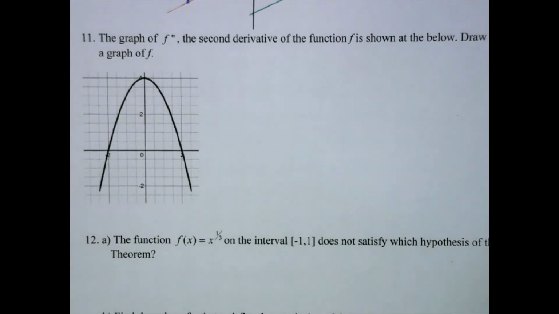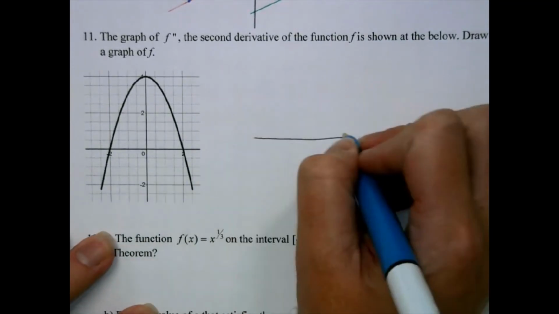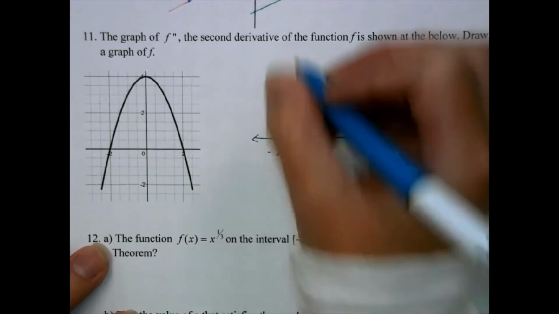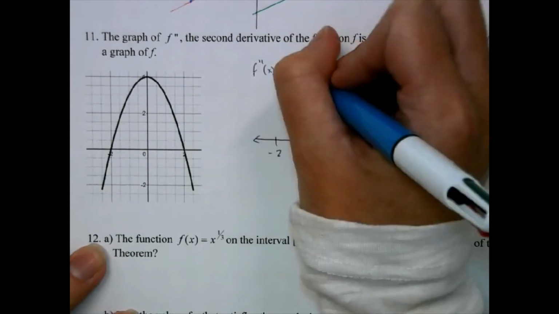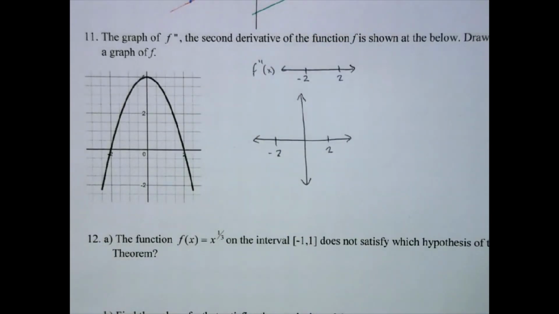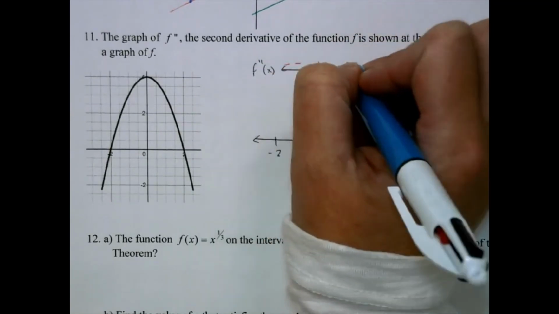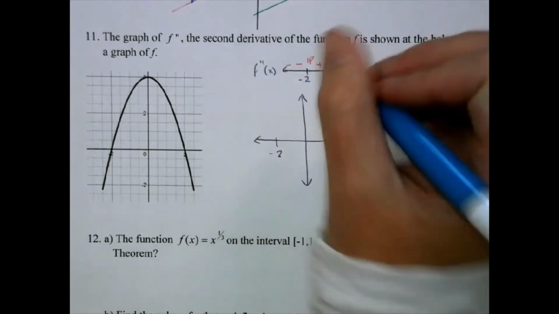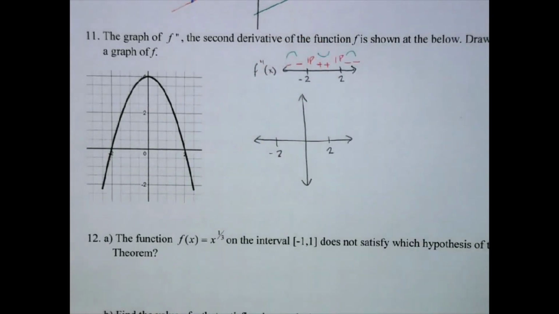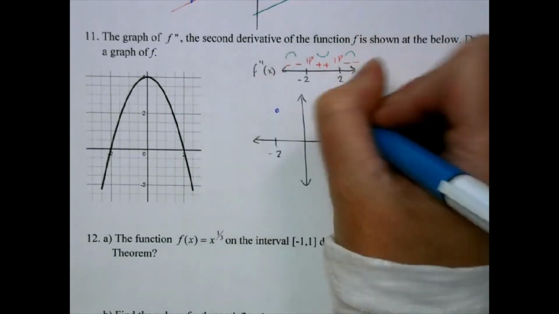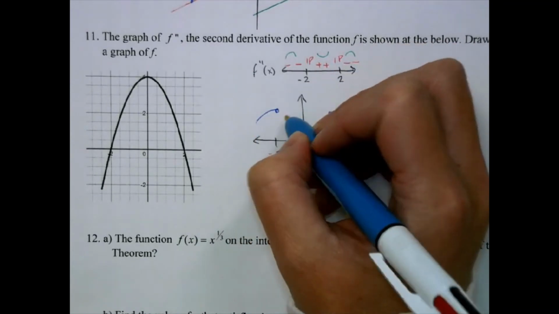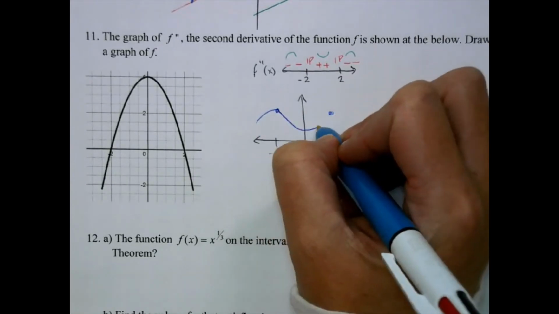Okay, the graph of the second derivative is shown. Draw a graph of what could be f of x. Well, from this graph, we can talk about concavity. The graph of the second derivative is negative, then positive, then negative. So we have inflection points at -2 and 2. And the graph is concave down, then concave up, then concave down. As long as our graph has those characteristics, we're good. So I'm going to do concave down, then maybe concave up to concave down.